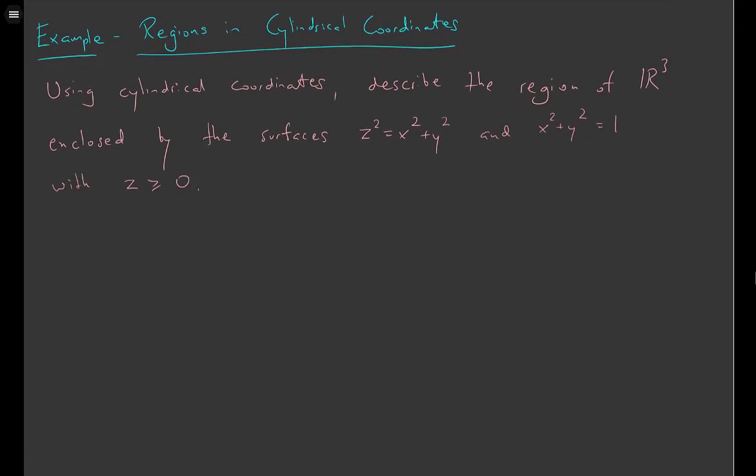So the first one here, if we go back and look at our notes on quadric surfaces, we see this is just a cone. And the second one is the extension of a unit circle to R3, which is a cylinder. We'll also note that z greater than or equal to 0 means we're above the z equals 0 plane. Let's try and sketch this now to get a sense of what this region is going to look like.